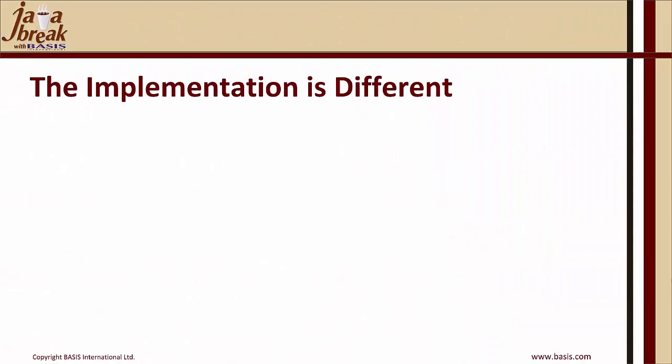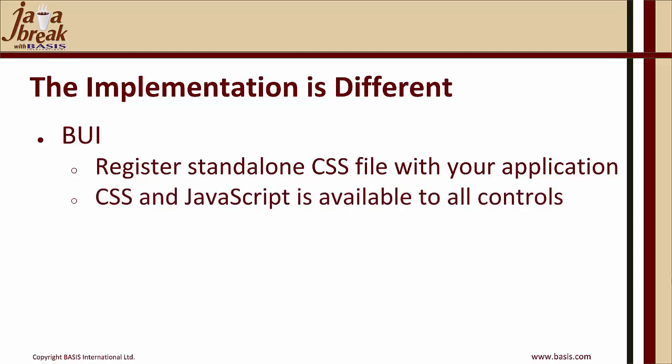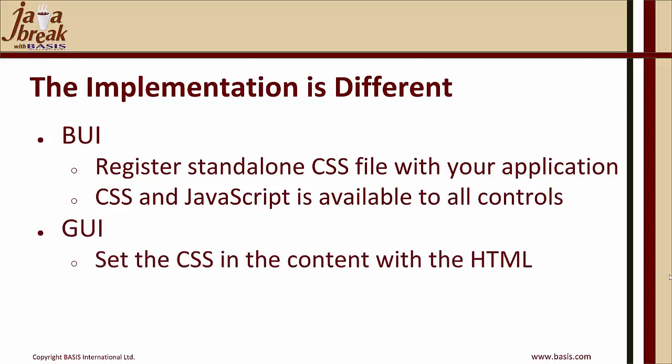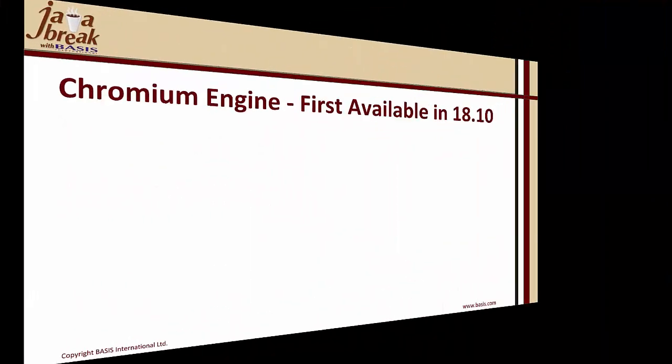The implementation is a little different between the two. In the browser user interface, you can register a standalone CSS file with your application. And as a result, the CSS and JavaScript is available to all controls within that browser user interface, both BBj controls as well as controls generated perhaps by your BBjHtml view control. In the graphical user interface, you set the CSS in the content with the HTML. Each HTML view has its own CSS and JavaScript, and naturally you can't reach out and utilize CSS for the BBj native controls.